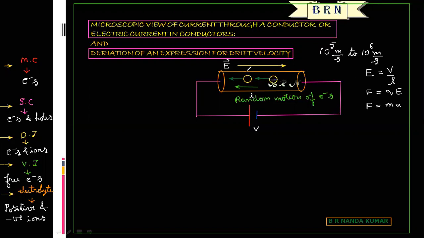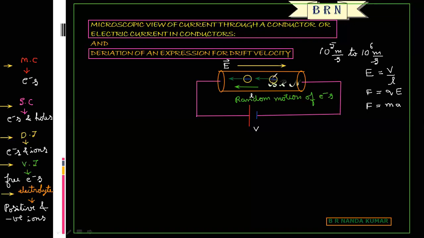In the absence of electric field, electrons move randomly, the average thermal velocity is zero, the net flow of charge through the conductor is zero, and the current is also zero. But in the presence of electric field, the net flow of charge through the conductor is not equal to zero. In the presence of electric field, electrons get accelerated in a direction opposite to the direction of the applied electric field.